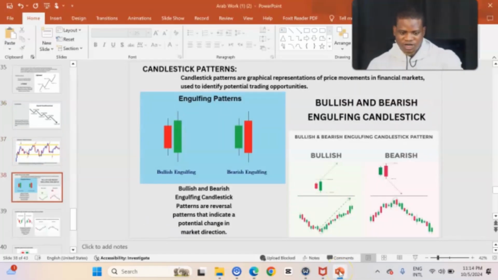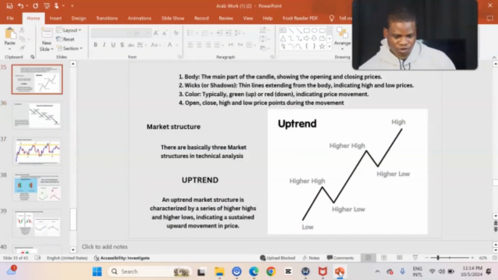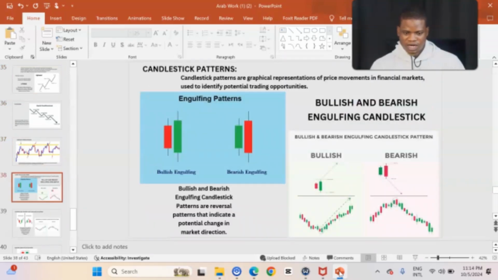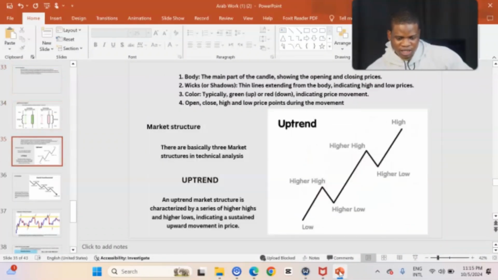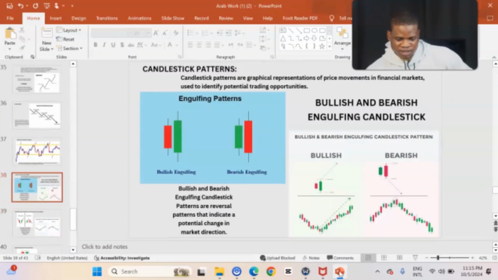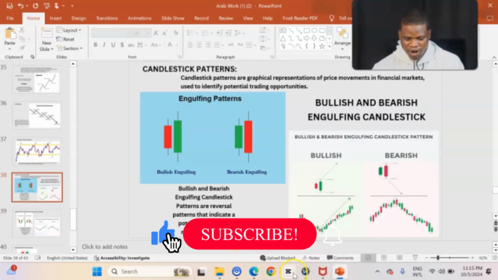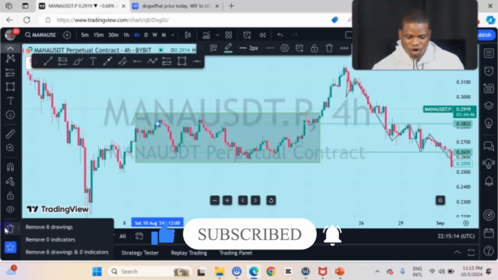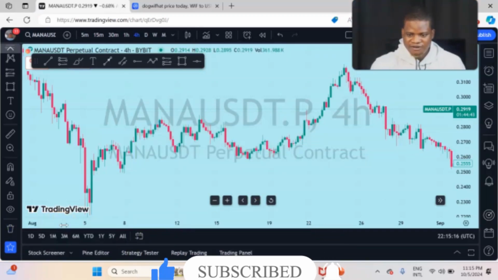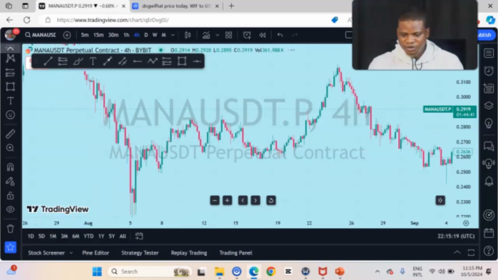So now, after talking about the market structure, which is the uptrend, downtrend, and range, let's talk about candlestick patterns. Earlier on we talked about candlestick charts, which are the basis of technical analysis. Now let's talk about candlestick patterns. When candlesticks are combined on your chart, they form patterns. And all those patterns that are formed have a meaning. They have a meaning we give to them.